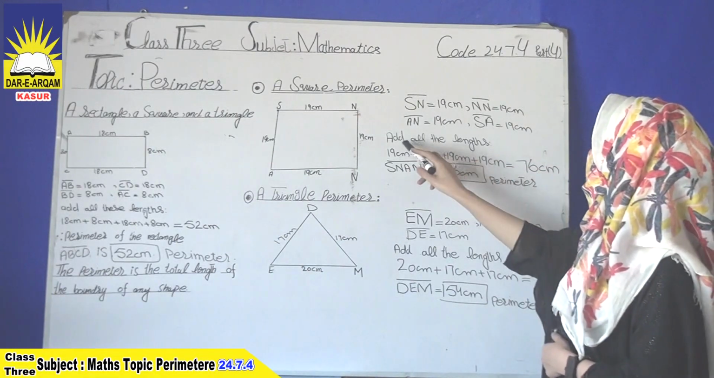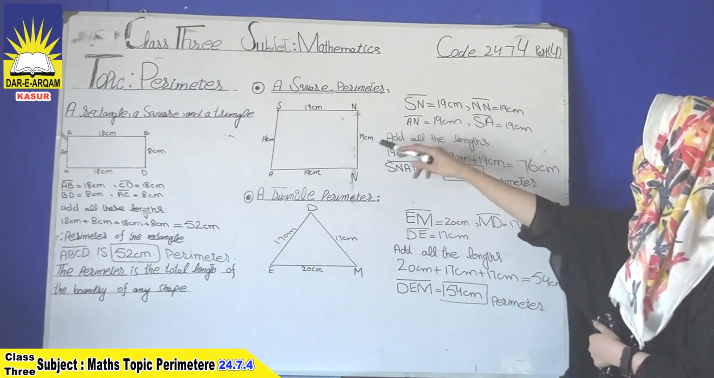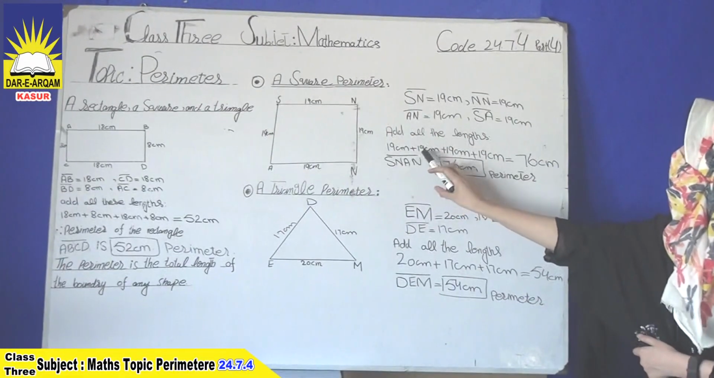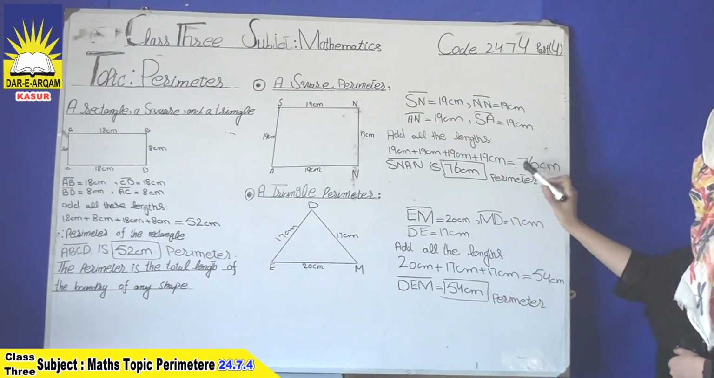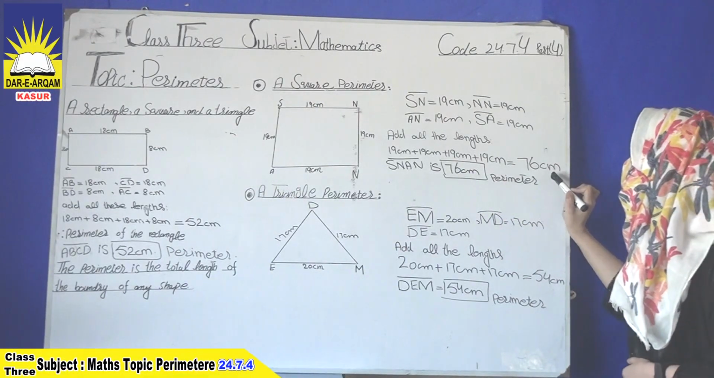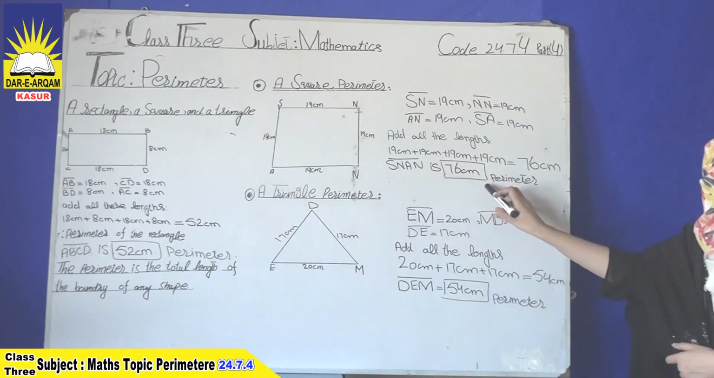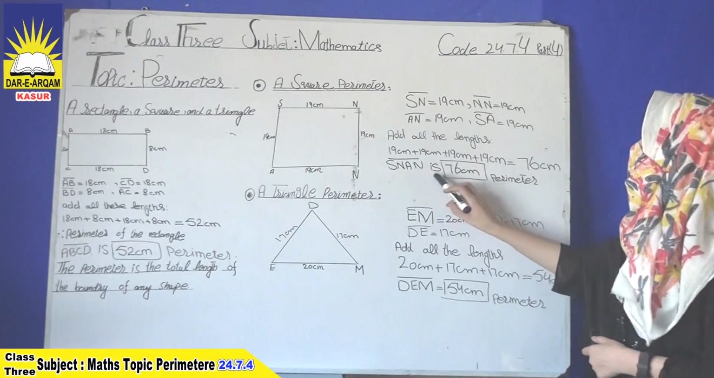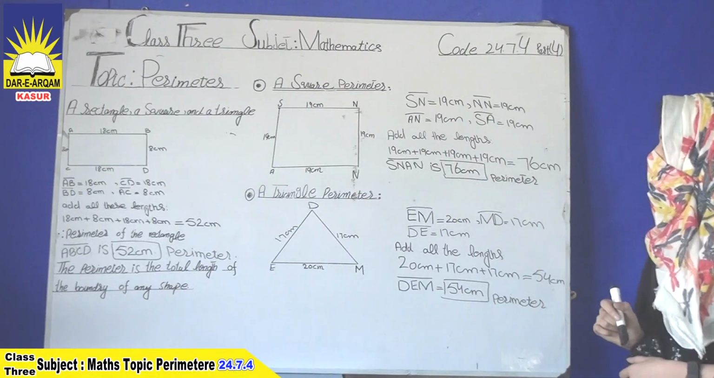So we find the perimeter, add all the lengths of this square. 19 centimeters plus 19 centimeters plus 19 centimeters plus 19 centimeters equals 76 centimeters. 76 centimeters is the perimeter of this square shape.